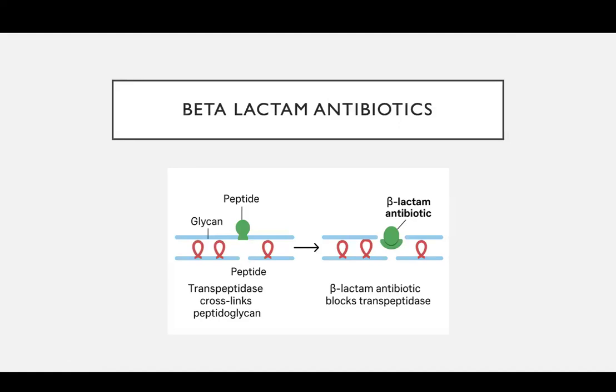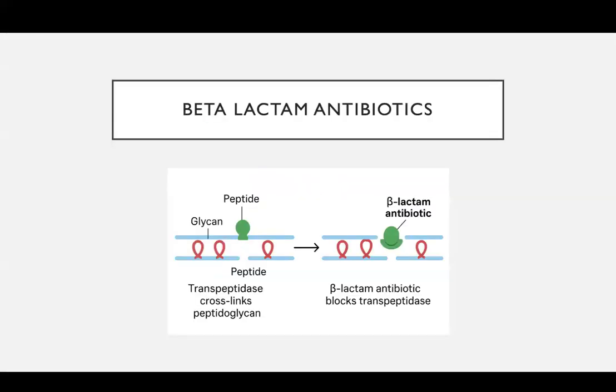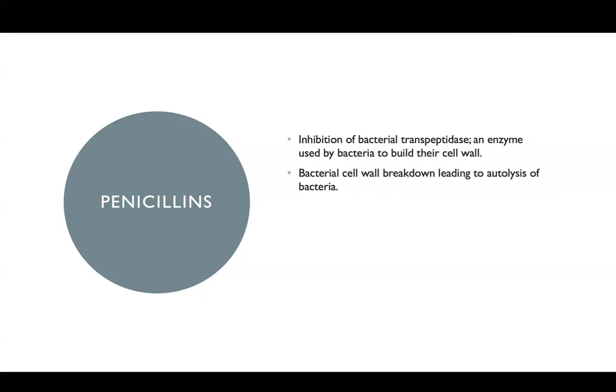So we're going to start with our beta-lactam antibiotics. Again, we're going to cover mechanisms of action and the bacteria that are typically covered by our antibiotics. So first off, with our beta-lactams, we're going to start with our penicillins. The mechanism of action here is that penicillins will inhibit your bacterial transpeptidase, an enzyme that's used by bacteria to build cell wall. So they block that bacterial transpeptidase, as you can see in this previous picture. The beta-lactam antibiotics inhibit transpeptidase, and therefore they block the bacteria from building their cell wall, leading to cell death.